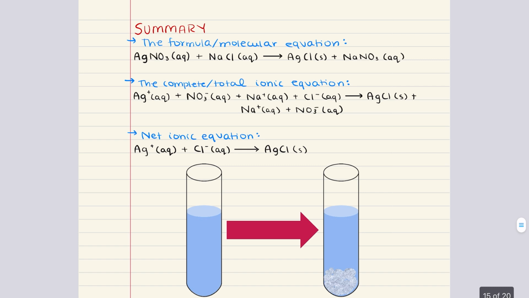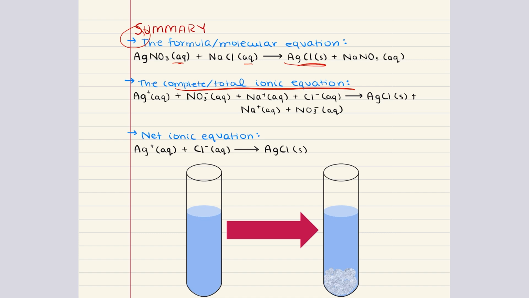we just learned how to get to a net ionic equation. We first wrote the formula or the molecular equation. This is the full equation. All the reactants and all the products are shown in their neutral, undissociated form. Then from there, we wrote the complete or total ionic equation. Here, all the strong electrolytes are written as dissociated ions, since this is the way that they actually exist in solution. So anything with this aqueous label, we write in its dissociated form. This solid stays the same.